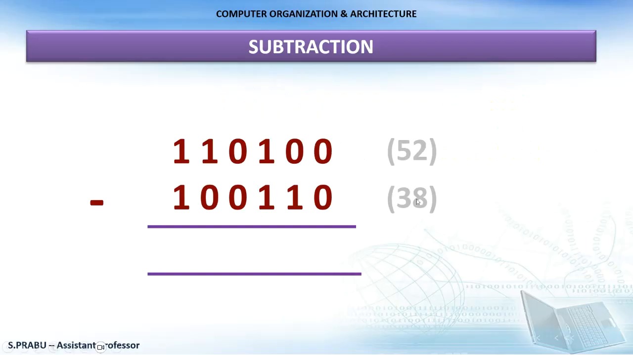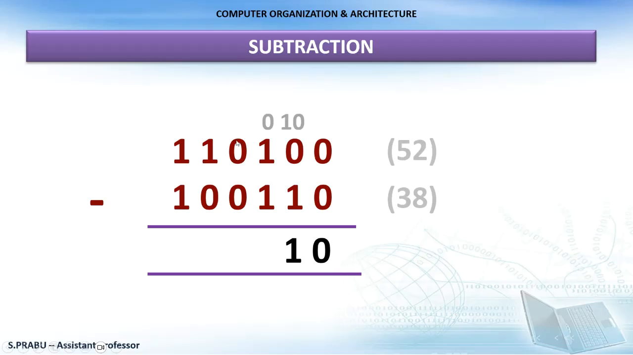Here I want to subtract 38 from 52. 0 minus 0, 0. 0 minus 1 cannot happen. So I can borrow from here. So this value becomes 0. This value becomes 10. 10 minus 1, 1. 0 minus 1 cannot happen. So I can try to borrow here.